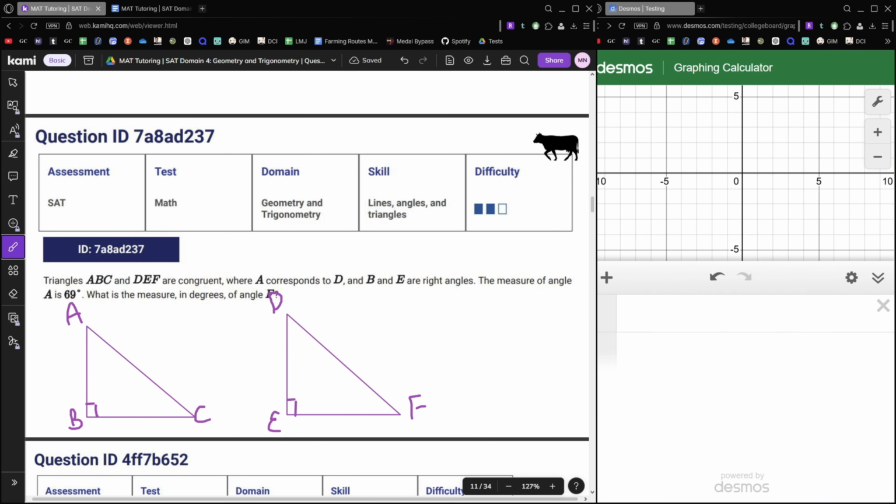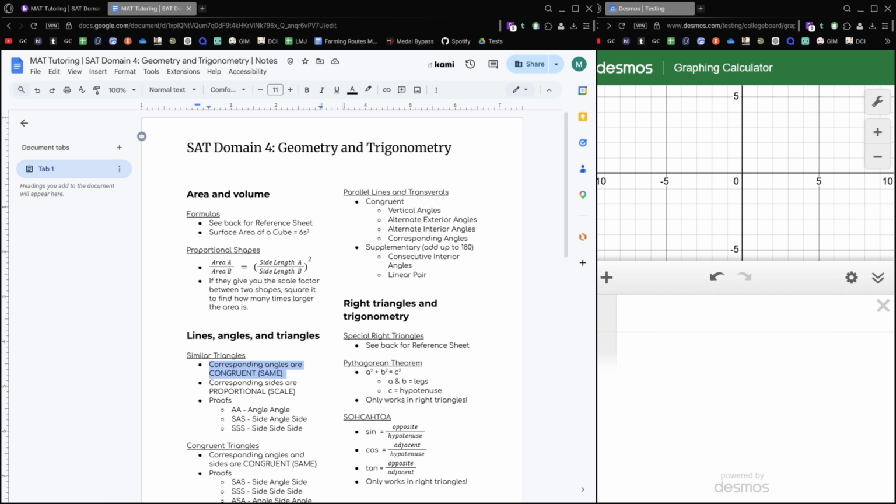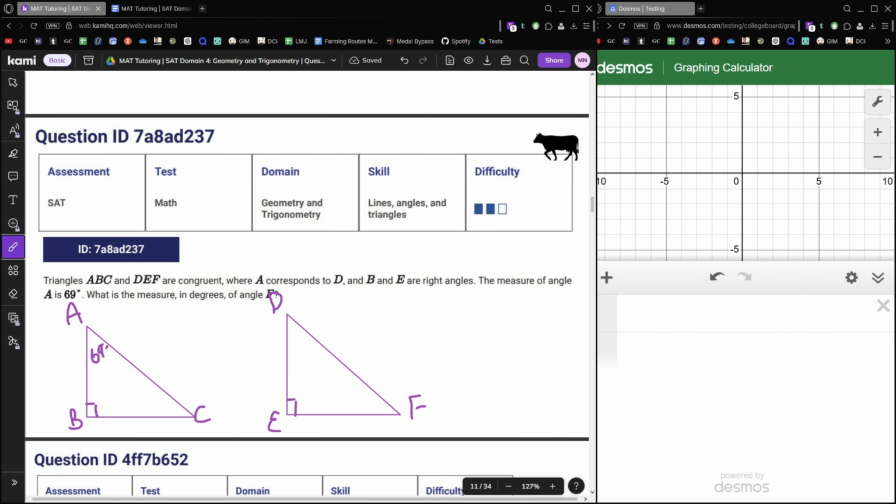We know that the measure of angle A is 69 degrees. Oh, how exciting. And here's the thing about corresponding triangles. Corresponding angles are congruent. So basically, they have the exact same measure. If A has a measure of 69 degrees, D will also have a measure of 69 degrees. Now we need to find the measure of angle F down here.